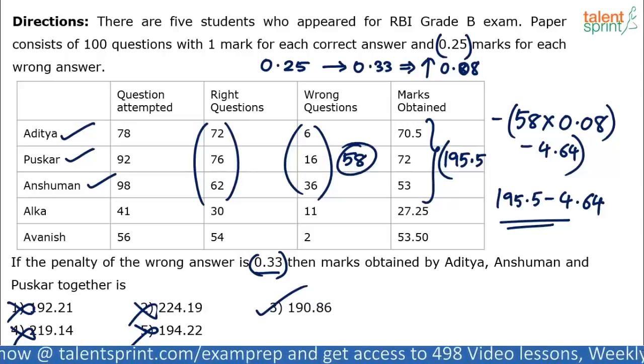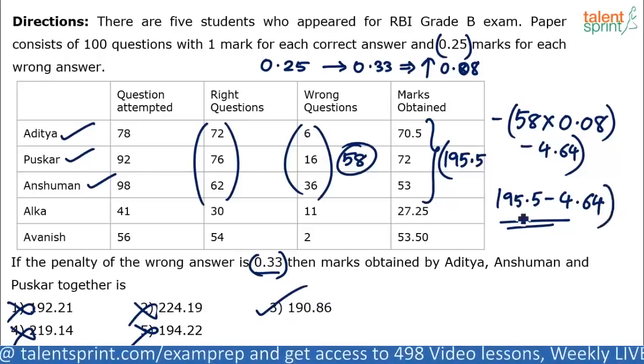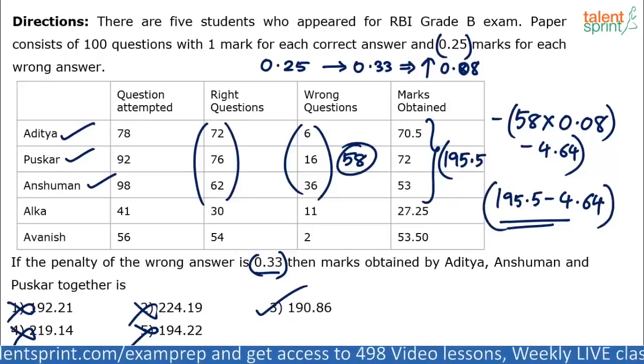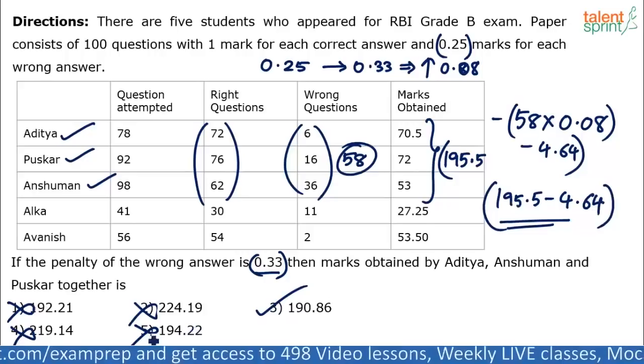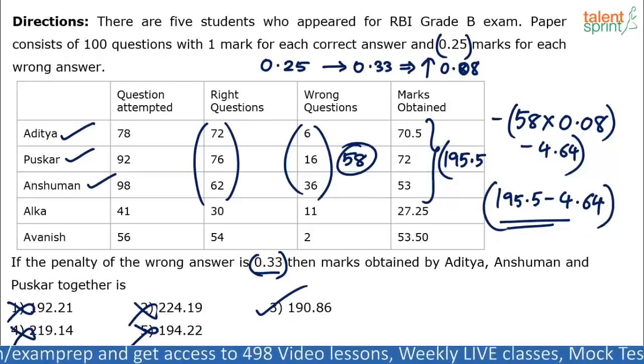Exactly this value. But I am saying even that calculation is not needed. You don't have to do a proper calculation. Understand that this is approximately 5. So 195 minus 5 is 190. This is 192. This is 194. Eliminated. So option 3 is the answer.